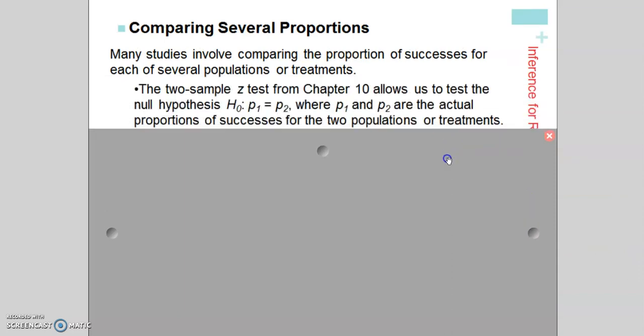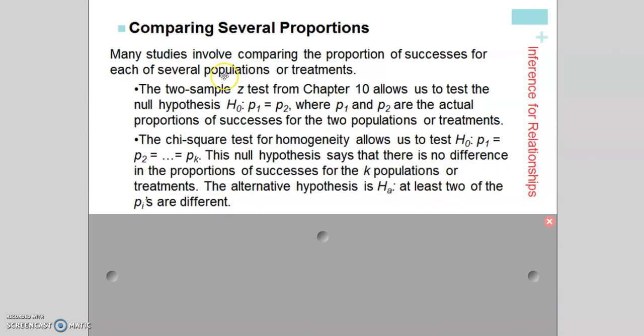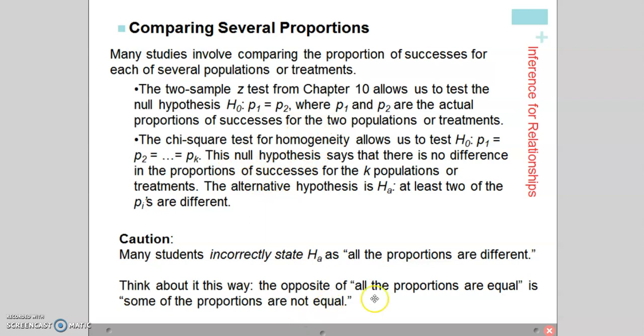So just to review here, we've looked at, back in chapter 10, how to compare 2 proportions. So if you're only comparing 2 groups, you would use those skills from chapter 10. And now the chi-square test for homogeneity allows us to compare several proportions, so like more than 2, to each other. And then, just like last time, be careful with your alternative hypothesis. Don't state it as they are all different, because some of them could be the same. So think about it this way. The opposite of all proportions are equal is that some of the proportions are not equal.